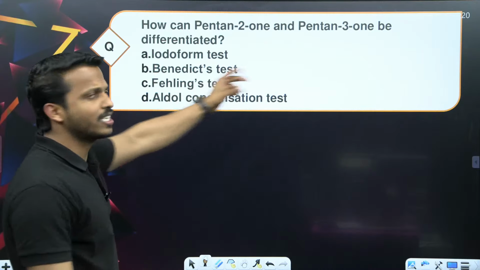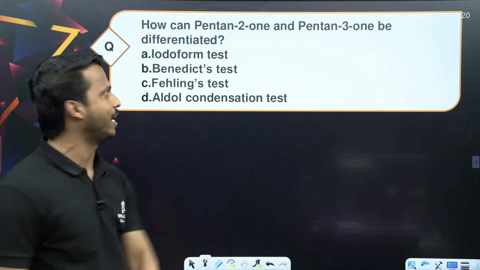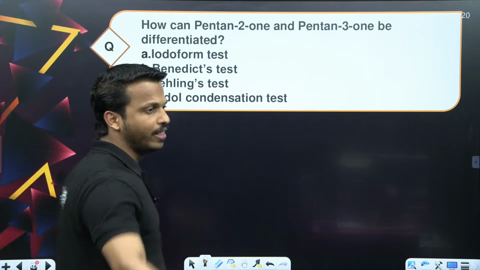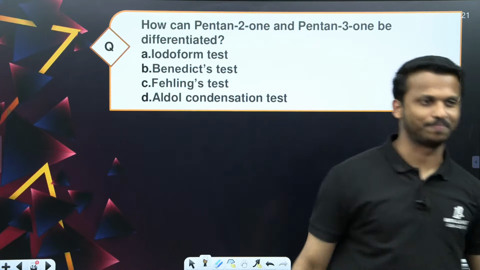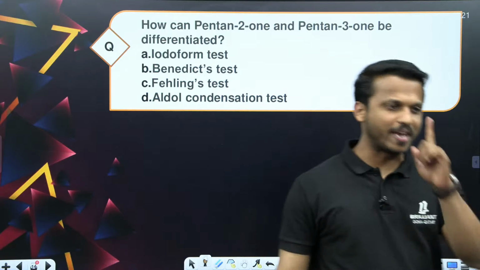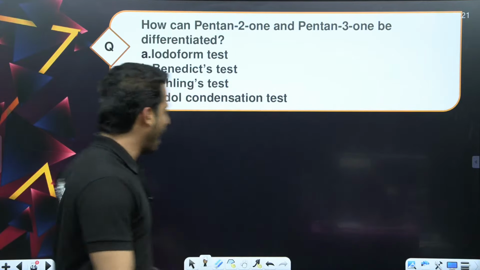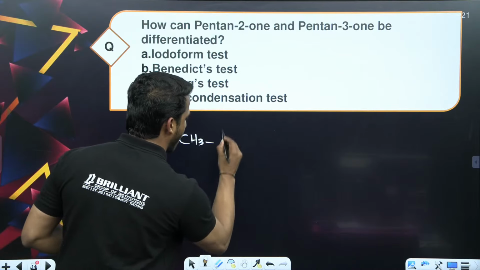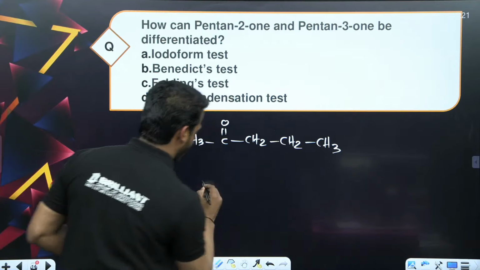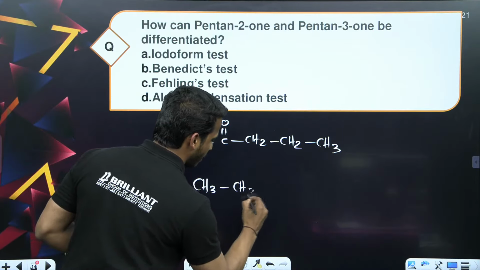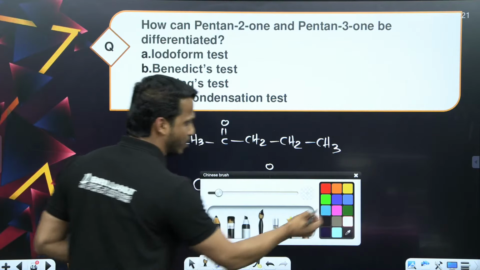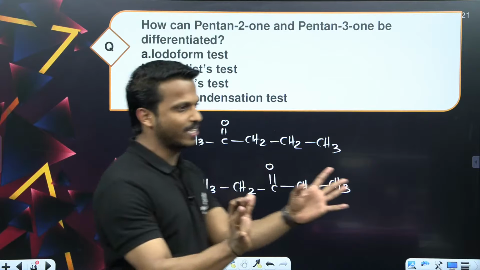How can pentan-2-one and pentan-3-one be differentiated? This is a very direct question from NCERT. There is just one answer, in 1 second. I hope you won't make any mistake in this one. Pentan-2-one and pentan-3-one can be distinguished by which test? How can we distinguish? I hope you will say the correct answer for this one.